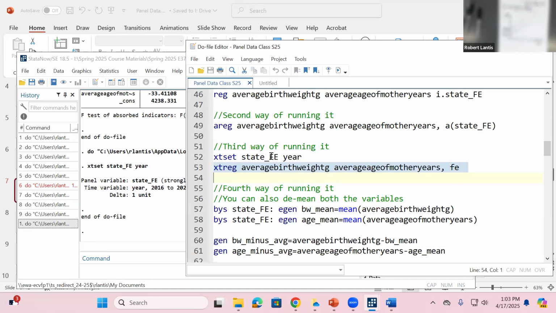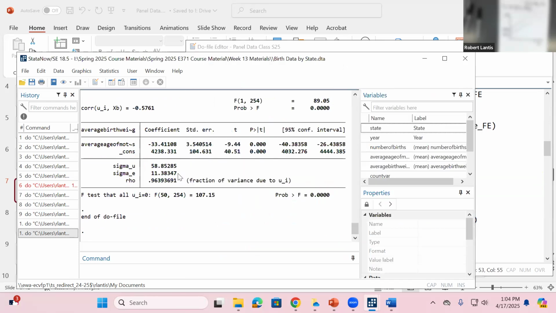So once I set this up with my subjects as the state, time period as the year, I run this xtreg, and then I can just say comma FE. It automatically knows to put in state level fixed effects, and look what I get. The exact same coefficient as if I use the other syntax. So it's just really 3 different ways of doing the same thing.